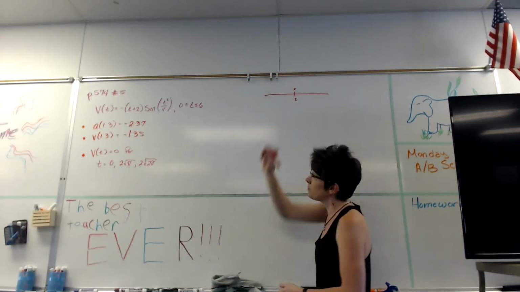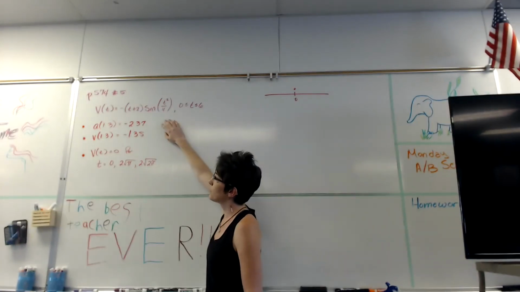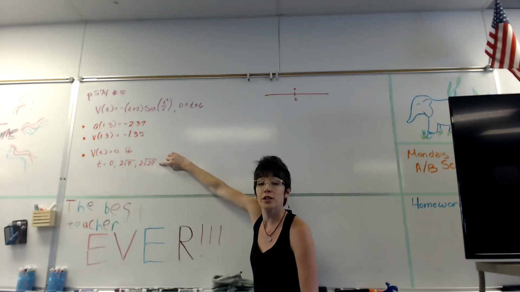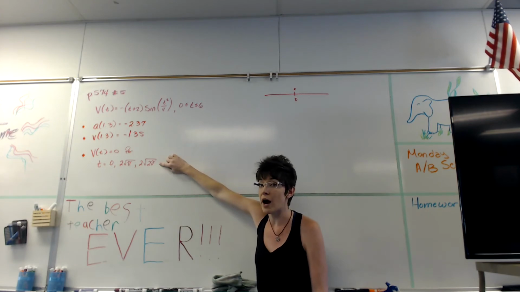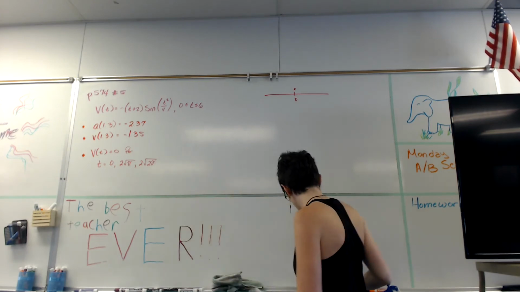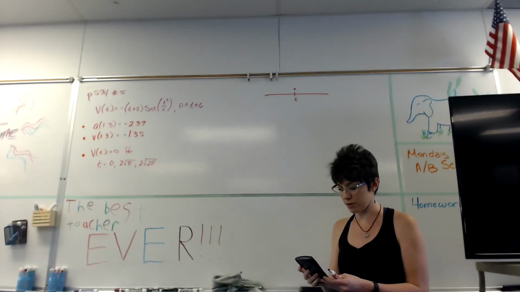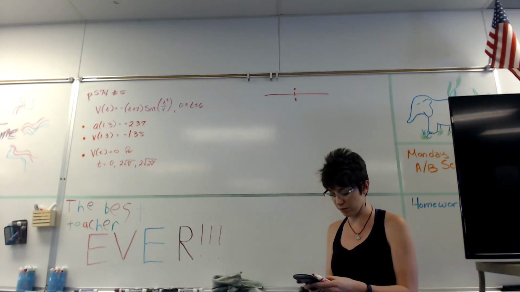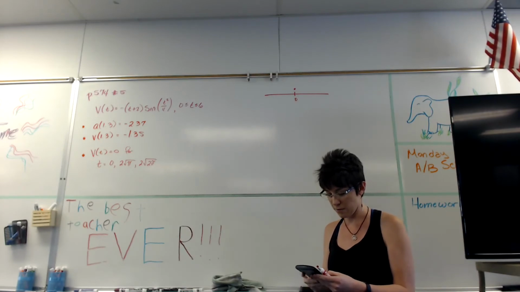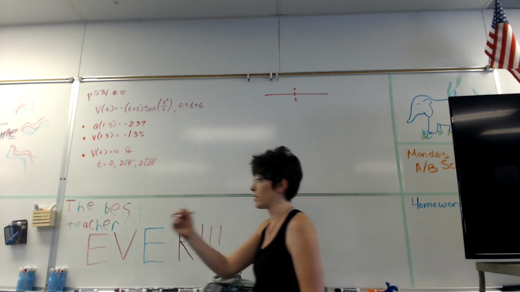So if my particle is here, I do know that it only changes direction when it gets to 2 root pi, which is, I think, about 3 or so. So if I do 2 square root of pi, that number is about 3.5.